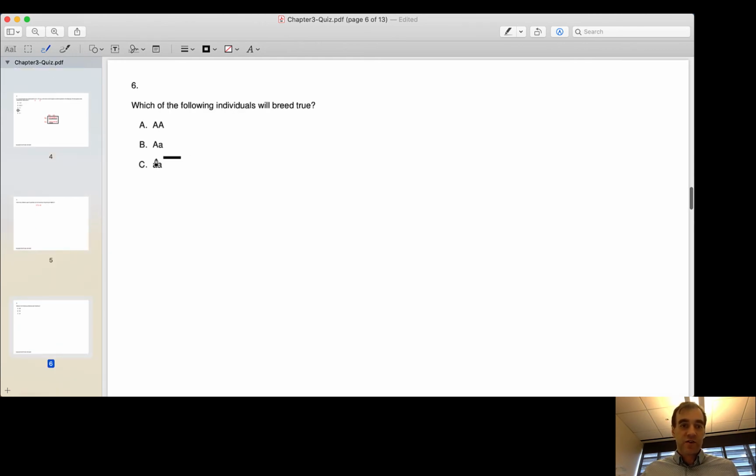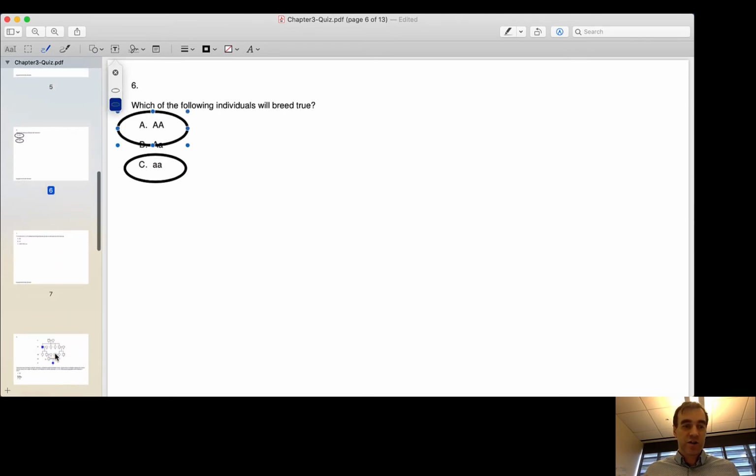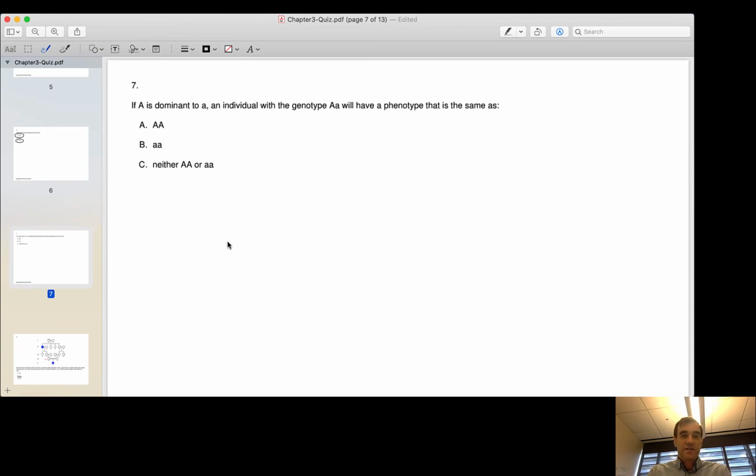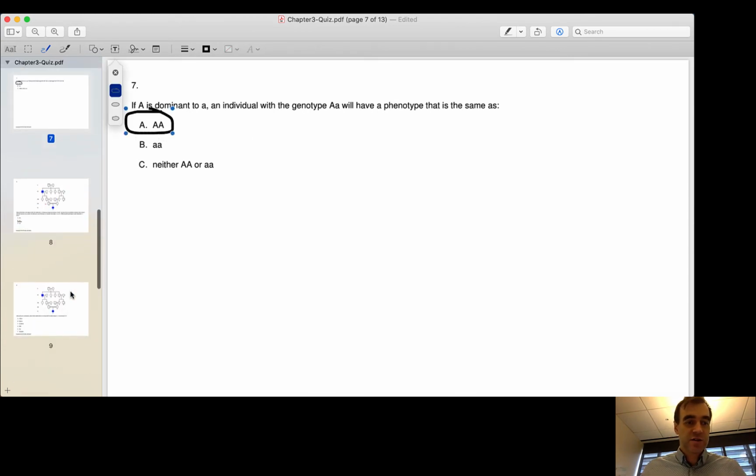Which of the following individuals breed true? So A and C, they're homozygous. They each produce 1 gamete, and that's the definition of breeding true. If A is dominant to little a, an individual with the genotype big A little a will have the same phenotype as this individual. That's just the definition of dominance.